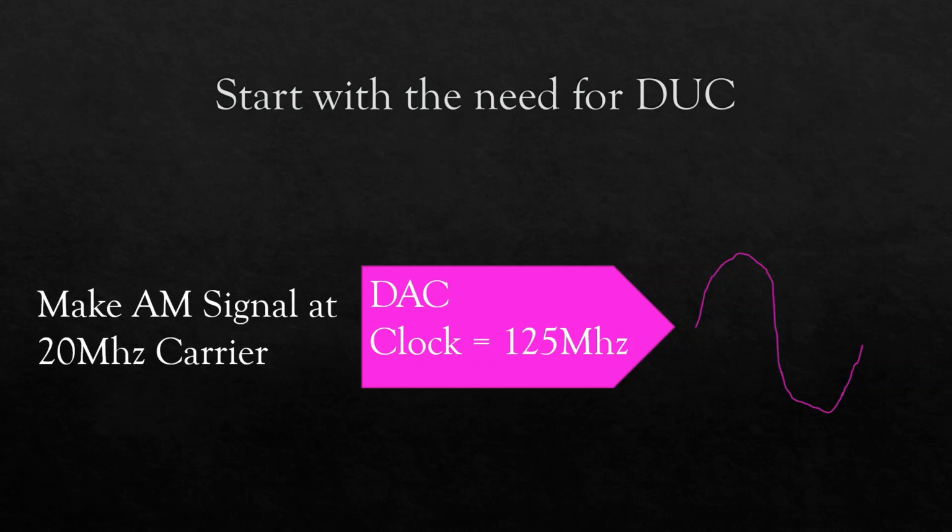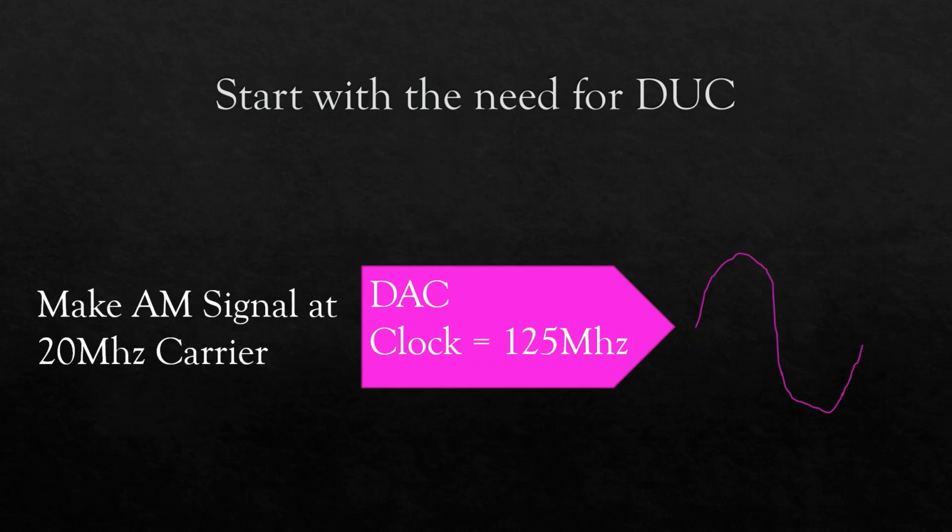Well, let's start with the need for why we would need a digital upconverter. Let's say we found some fancy DAC. That's a little device there in pink. Let's say it's made by Analog Devices. It's a 14-bit DAC. It's all fancy.